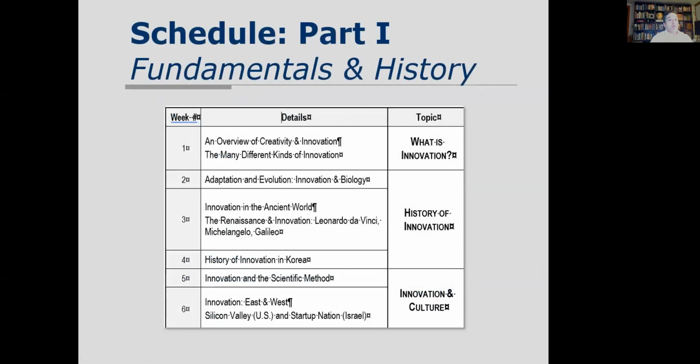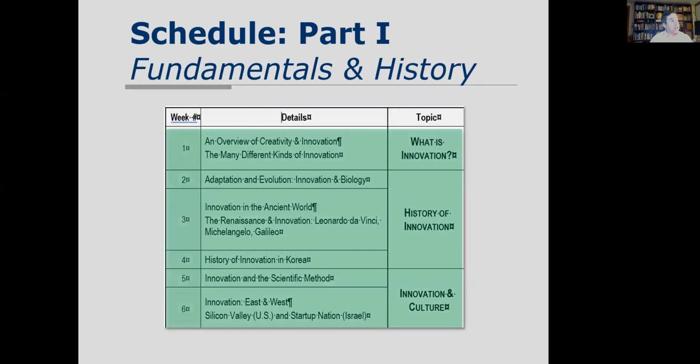And we went through the first half of the course, the fundamentals and history, from the definition of innovation, the different types of innovation, the very fundamental paradigm that we've been using for innovation, namely biology and evolution, history of innovation, moving on to the scientific method, historically and in practice, and then finally more recent examples of innovation ecosystems in Silicon Valley and Israel.